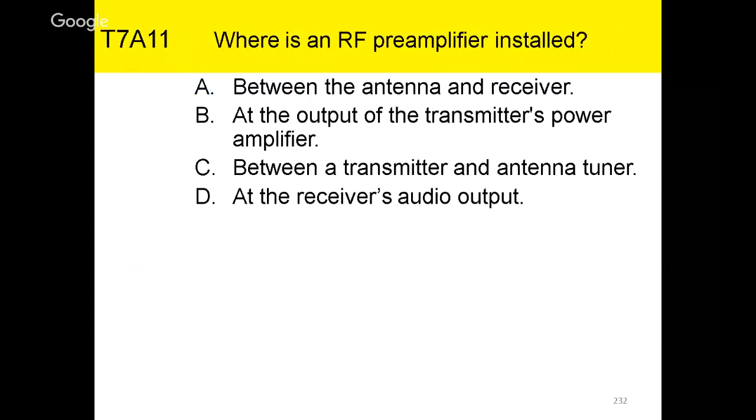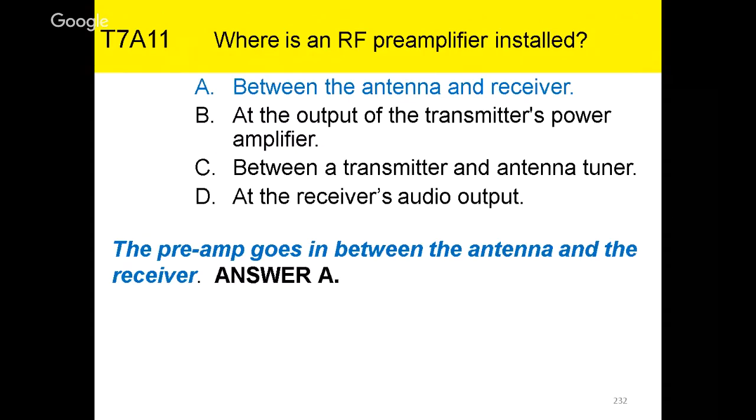Where is an RF preamplifier installed? Now, this is a preamplifier, and of course, the preamplifier is not on the transmit side. Its function is basically to help pull in a weaker signal and amplify it into your radio. So your preamplifier would typically go between your antenna and your receiver.